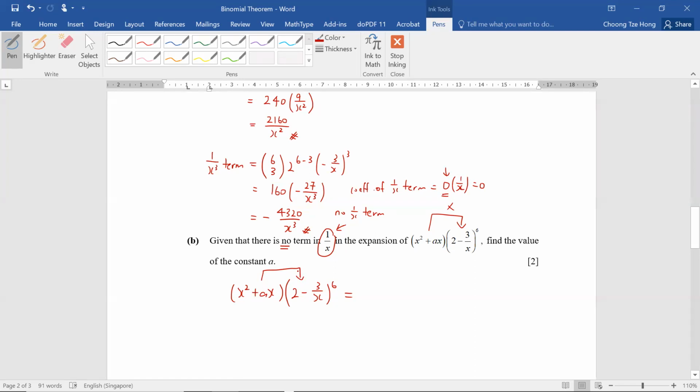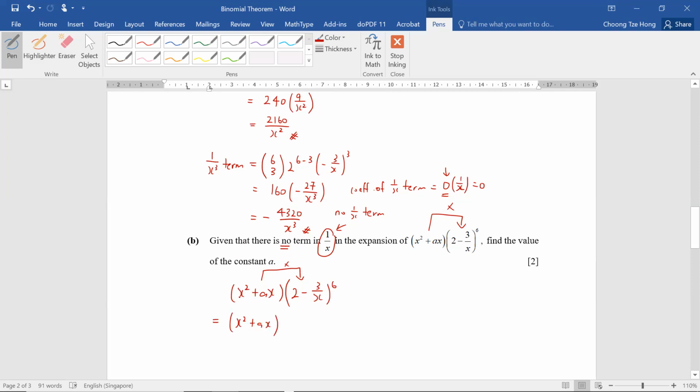But now we need to answer this question: where is the 1 over x term? Or what will be the multiplication, what will be the product pair? That means what term from here times what term from this side will give us the 1 over x term. Let's examine. Over here we have x squared plus ax. This one is fixed. There's nothing we can do here.